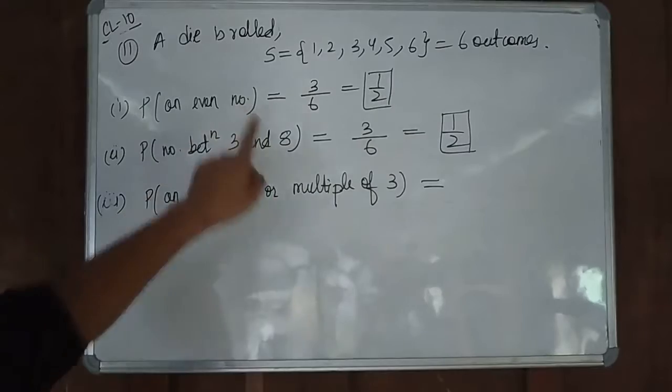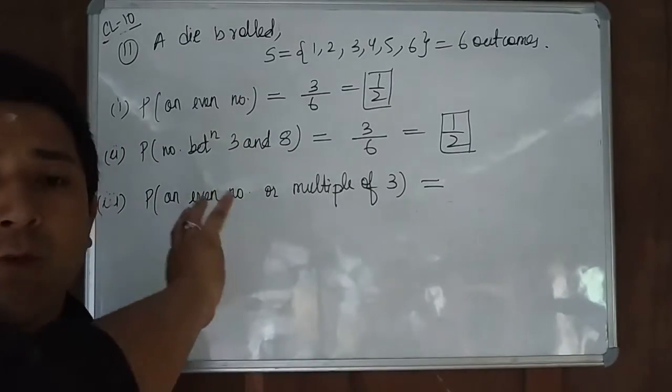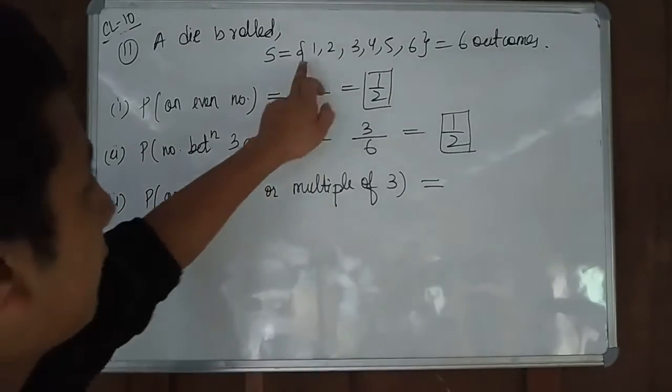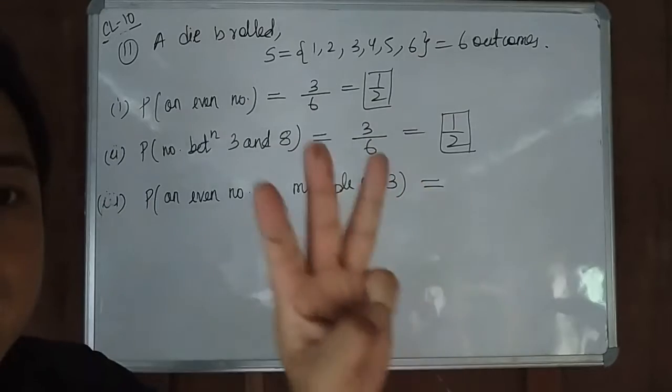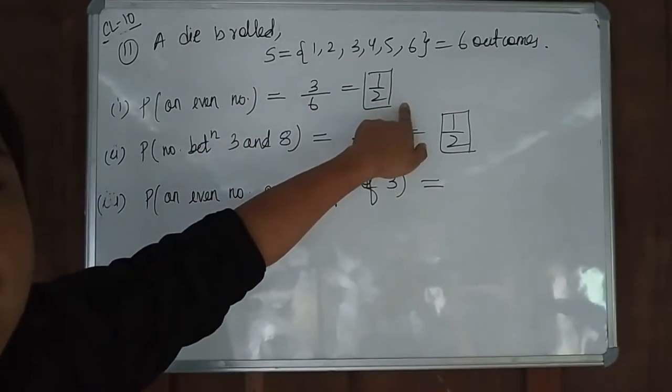So even number. So when a die is rolled, are you understanding my point? When a die is rolled, what is the chances that I'll get an even number? Okay, so 2 is also even number, 4 is also even number, 6 is also even number, right? So there are 3 chances. Out of 6, there are 3 chances. Favorable chances is 3. So hence 3 by total 6. So answer is half.